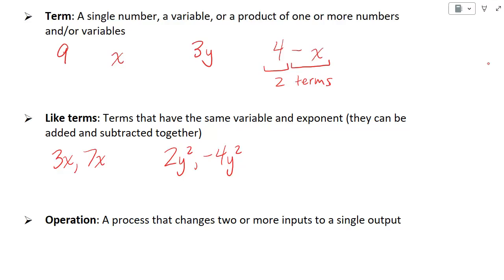Another bonus example right here would be when you're dealing with roots. Let's say I have the cube root of 10 and then 4 cube roots of 10. Same index, same root. They're both the cube root of 10. So those are like terms as well. If they have different indices or different numbers under that root symbol, they would not be like terms.